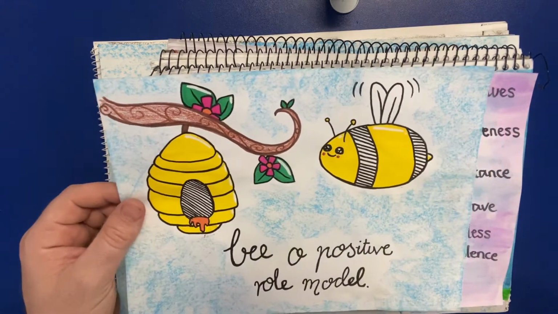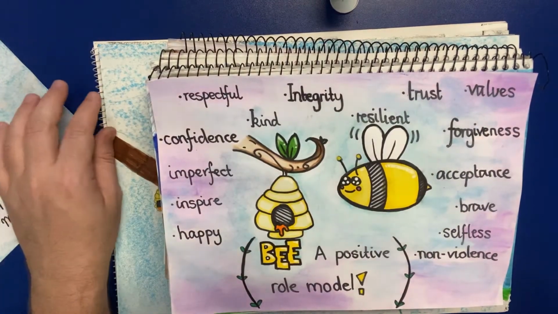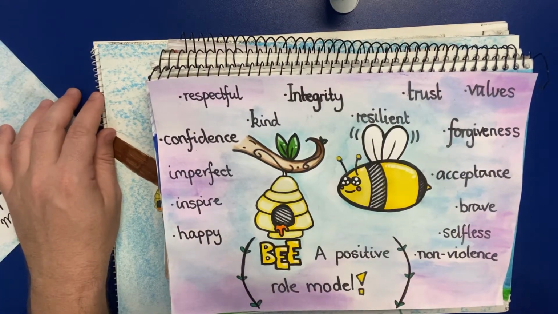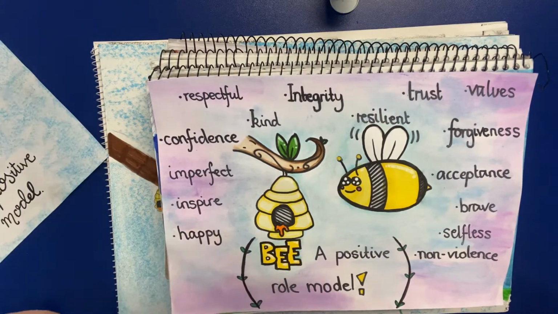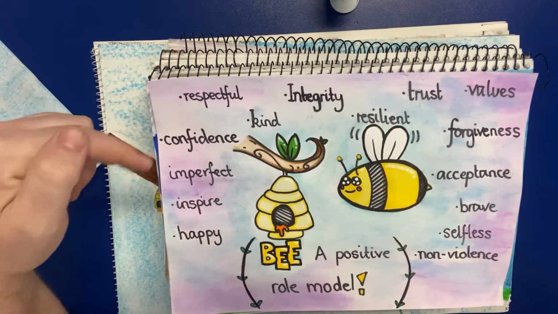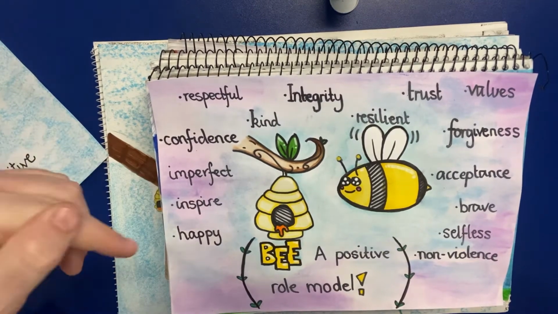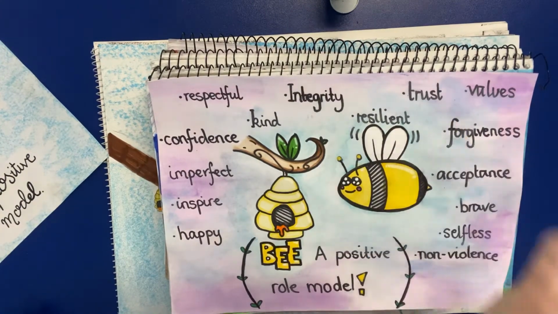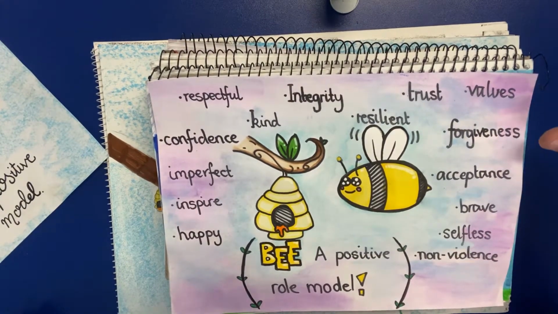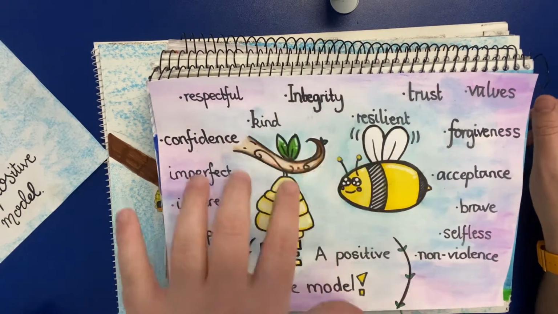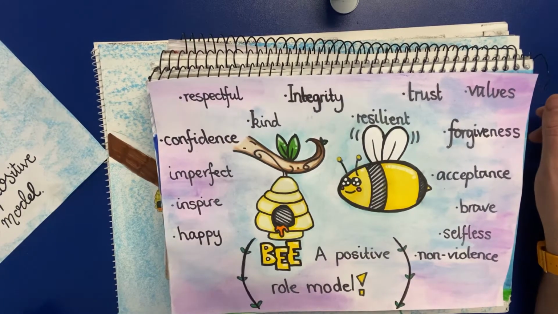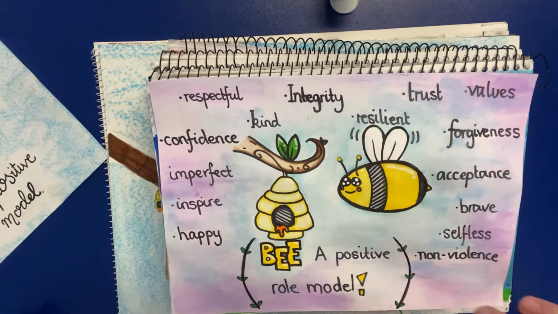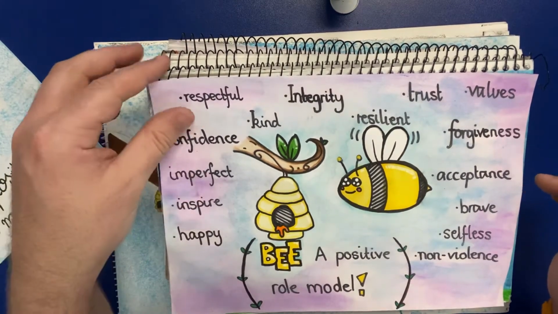So here is one example that I've made, and here is another filled with positive words and thoughts that are very important when it comes to being a positive role model, like being respectful, confident, imperfect, inspirational, happy, kind, having integrity, being resilient, being trusting, having strong values, forgiving yourself and others, accepting yourself and others, being brave, selfless, and non-violent. So all of these qualities are things that I believe, and many other people believe as well, that make up a positive role model. We'll talk about those as we draw today.